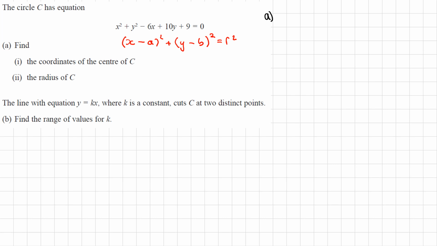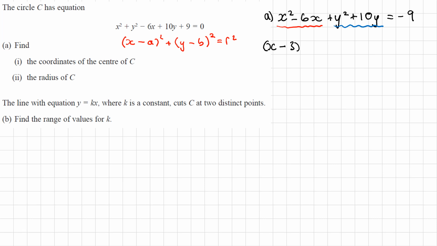So the first thing I'm going to do is to rearrange it and put the x terms next to each other. So I've got x squared minus 6x, and then the y terms next to each other, y squared plus 10y, and then move the 9 across the other side, so I've got minus 9. Now the important bit is I need to complete the square on both parts here. So with the x terms, I want to complete the square. So I'll write that as x minus 3 all squared.